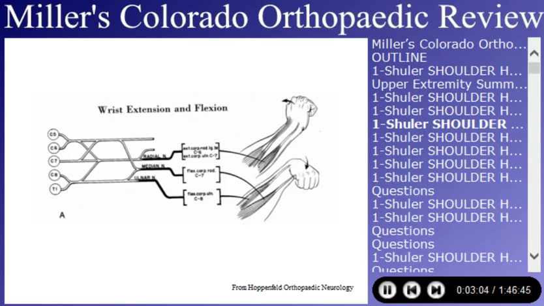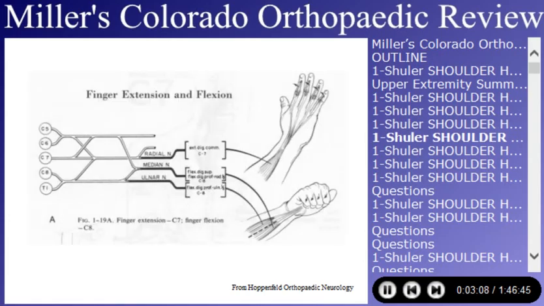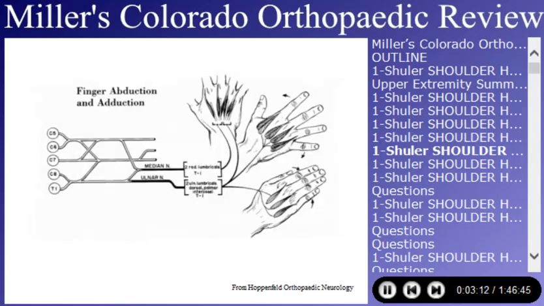Median nerve does flexor carpi radialis. Ulnar nerve is flexor carpi ulnaris. Finger extension and flexion, shown here. Finger abduction and adduction. Don't forget the interossei, ulnar nerve.